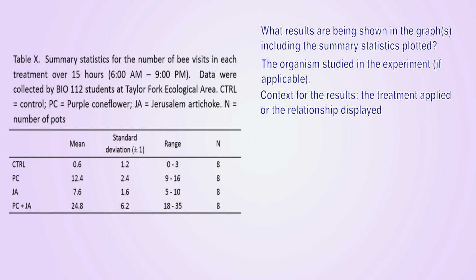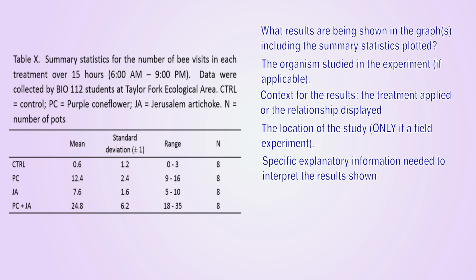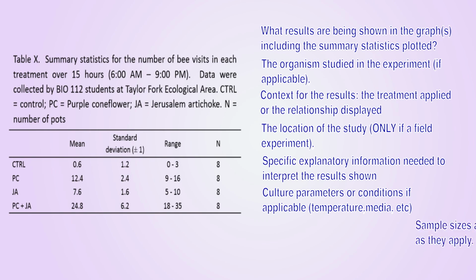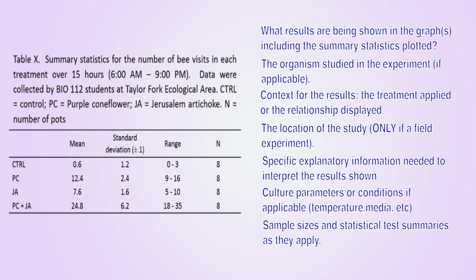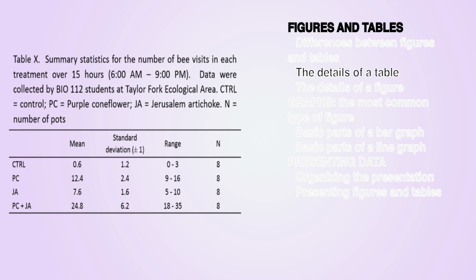The organism studied in the experiment, if applicable. Context for the results: the treatment applied or the relationship displayed, the location of the study, only if a field experiment, specific explanatory information needed to interpret the results shown, culture parameters or conditions if applicable, temperature, media, etc., sample sizes and statistical test summaries as they apply. Do not simply restate the axis labels with a "versus" written in between.